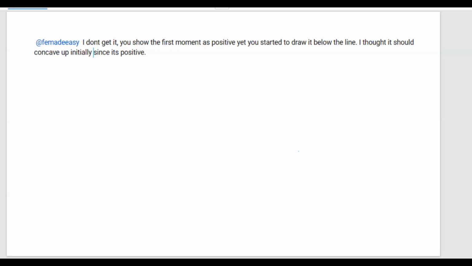I would like to make sure this person understands what I mean by drawing the moment below the line as positive. I'll take the example of a simply supported beam with a uniformly distributed load. So we have a pin connection, and this is the uniformly distributed load on the beam. So this is the reaction. Let's say this is reaction A, and this is B, assuming this is point A and this is B.